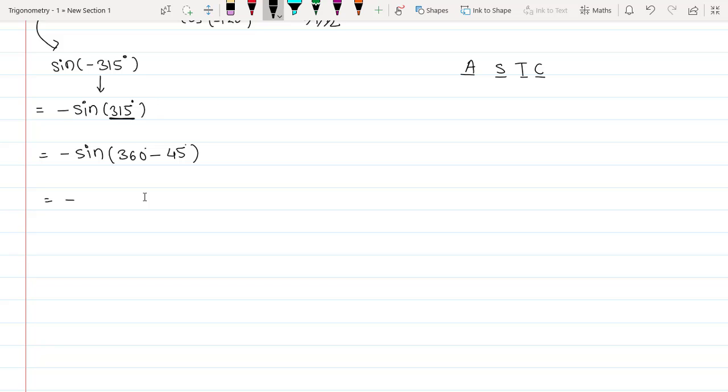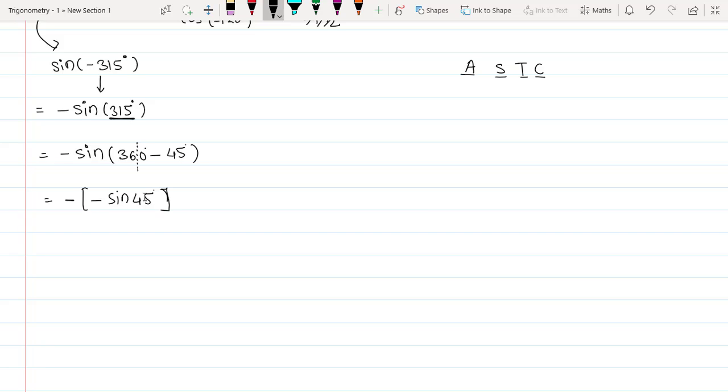Now whatever manipulations I do, I will do on this 315. So minus of sine 315, so minus of sine of 360 minus 45. As this 315 is lying in the fourth quadrant and sine is negative there, the minus sign stays as it is outside the bracket, and as it is lying in the fourth quadrant, I have to give one more negative sign, minus. Now you write sine of 45. Why minus sine of 45? Why have I not written cos 45?